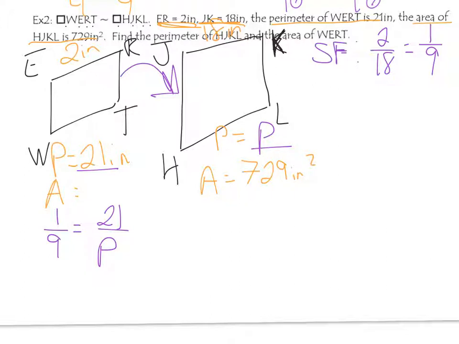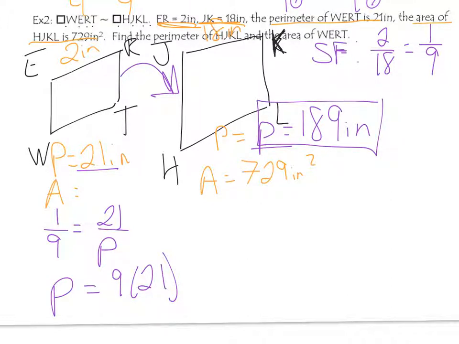And then when I cross multiply, what's awesome is I'm doing 1 times P, so that's just P equals 9 times 21. So my missing perimeter here is 189 inches.